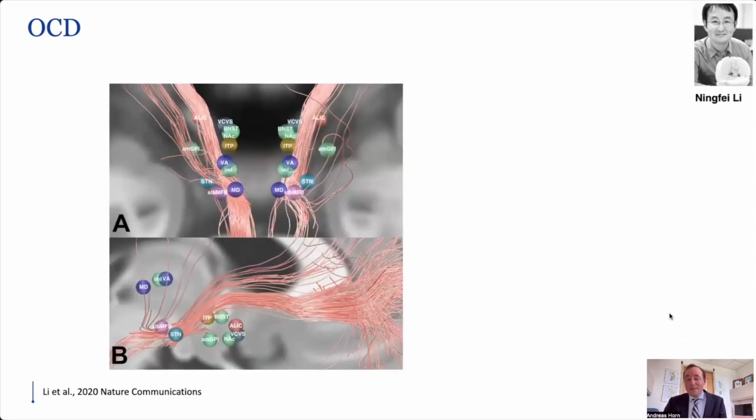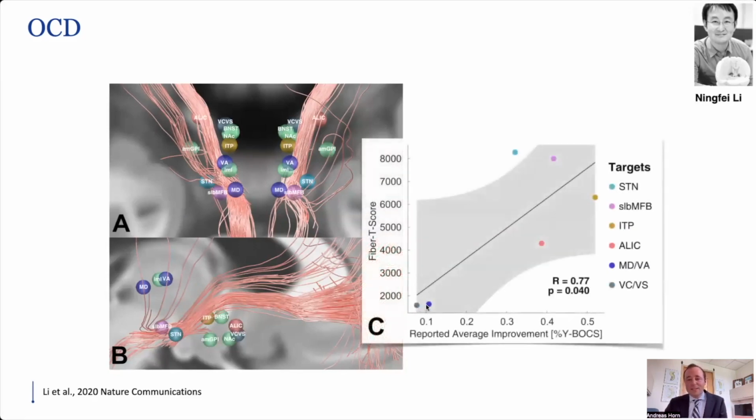If we look further in the literature, other targets that have been used really seem to cluster along this tract, and some seem a bit ventral, but these are electrodes sticking up like this. So really most of the targets modulated this specific bundle. And then if you look at the distance between each site and the tract, that correlates with the reported average improvement in the Y-BOCS scale as well. This is just 6 data points, but again, another small hint in the puzzle that this tract seems to matter.